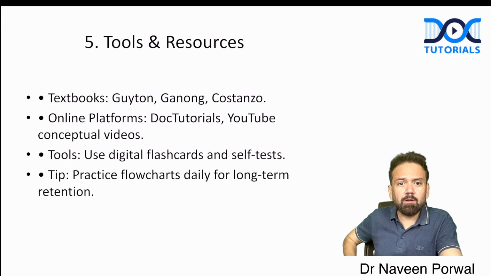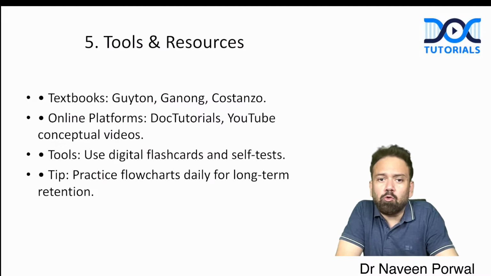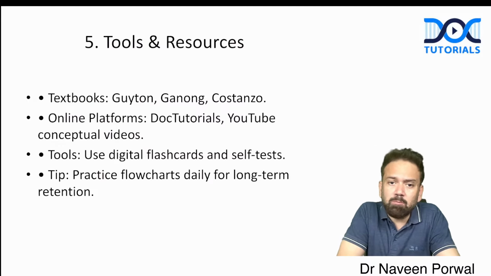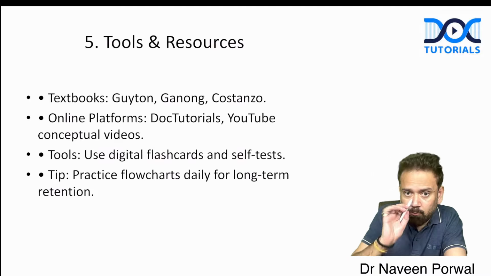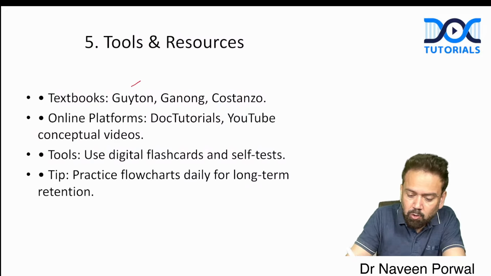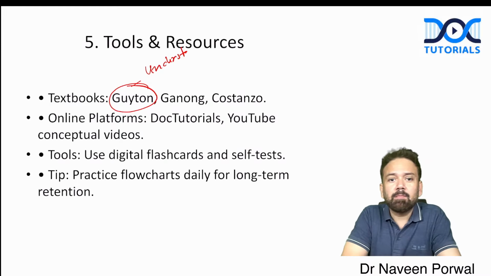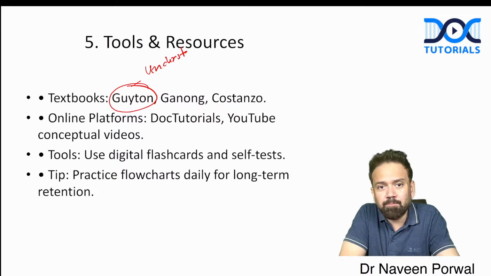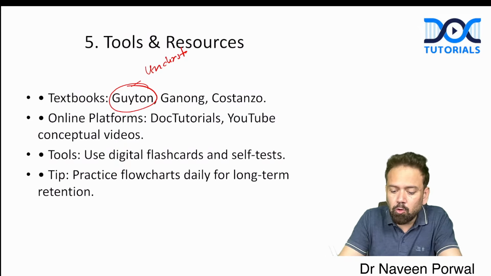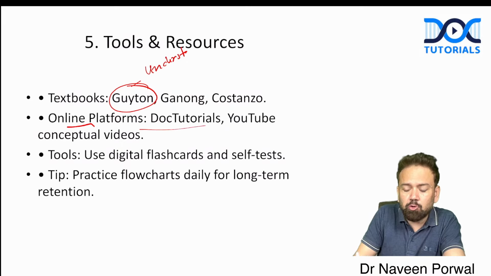Then tools. There is a lot of confusion regarding the books. Always they are asking me, sir, which book is very good? Guyton, Ganong, Costanzo. These are excellent books. See, if you want to understand physiology, the answer is Guyton. But nowadays, time is a constraint. We have less time. So it is better to go to an online platform like DocTutorials.